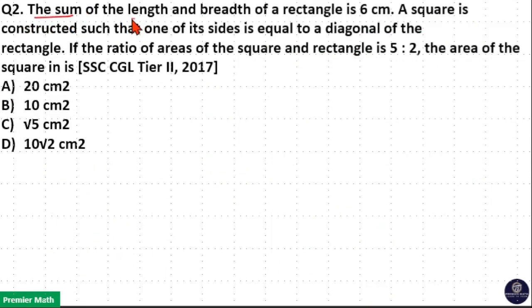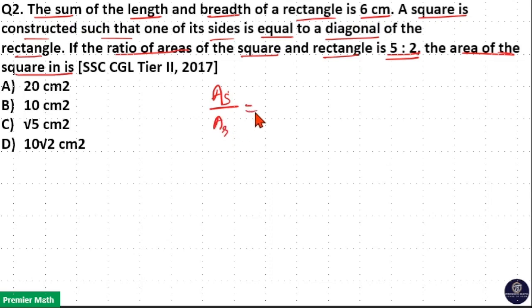The sum of the length and breadth of a rectangle is 6 cm. A square is constructed such that one of its sides is equal to the diagonal of the rectangle. If the ratio of areas of the square and rectangle is 5:2, the area of the square is. Here, the ratio of area of square to the area of rectangle is equal to 5:2. And here, length plus breadth of the rectangle is 6 cm.